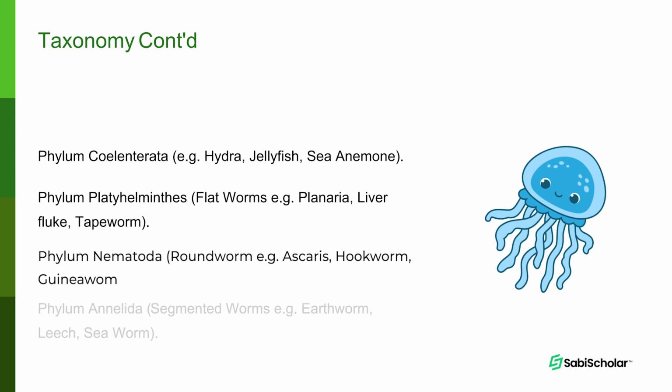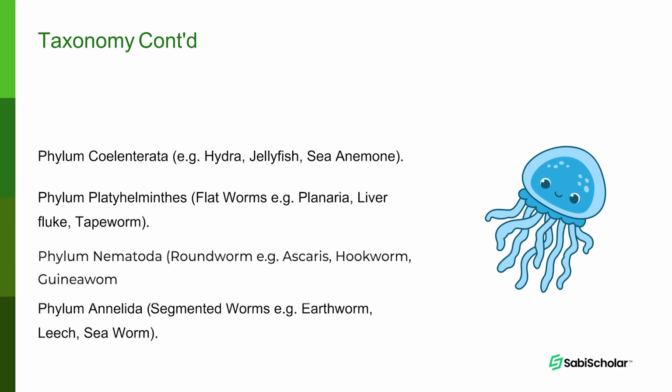Then we look at phylum Annelida. Phylum Annelida are known to be the segmented worms. That is, for example, the earthworm, leech, sea worm. Their body is segmented with each segment being separated from the other by a septa, and they have an alimentary canal with mouth and anus, and they possess a true body cavity with a distinct head.